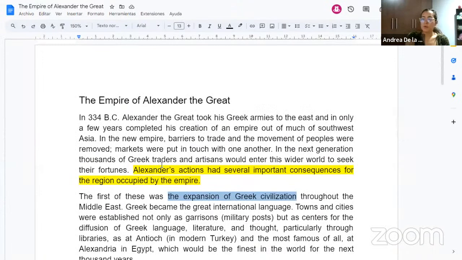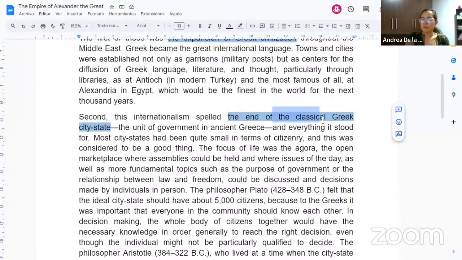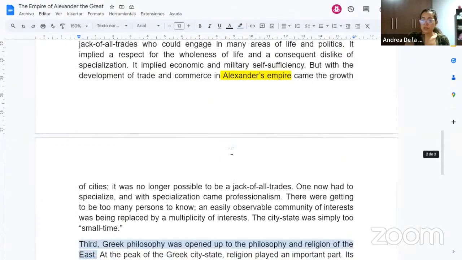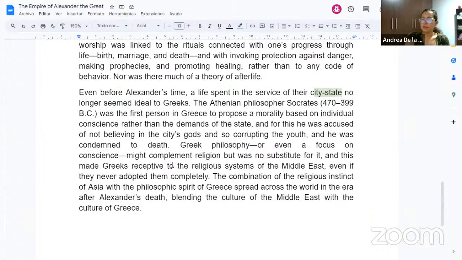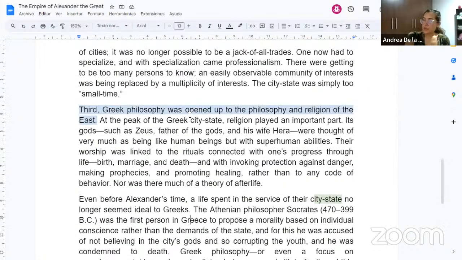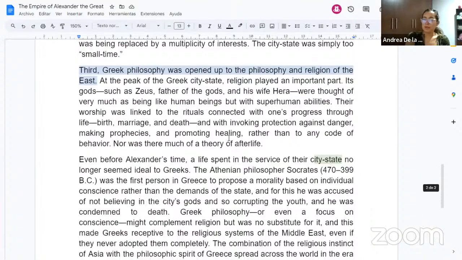So this is about the consequences of Alexander's actions in the empire, the expansion of the civilization, the end of the city-state, the changes, the philosophy and religion of the East, and then how even before Alexander's empire, the people were starting to get tired of the city-state, right? It says the city-state no longer seemed ideal to Greeks before Alexander. And that's all you have to do. Just scan the text, pay more attention to the introduction, because that's usually where the main idea will be, and then start scanning the other paragraphs very quickly.